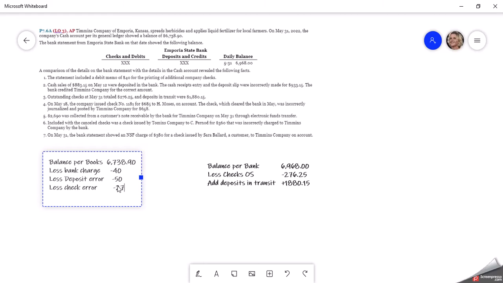$2,690 was collected from a customer's note receivable by the bank for the Timmons Company on May 31st through electronic funds transfer. So then I assume it doesn't say anything, but we must not have known about that. So it was through electronic funds transfer. We didn't get notified. It was on the last day of the month. So then we would have to add that to our book balance because we did not record it. That is $2,690.